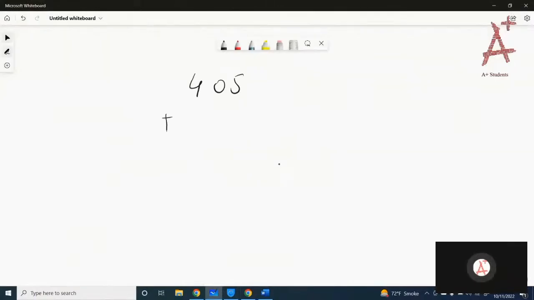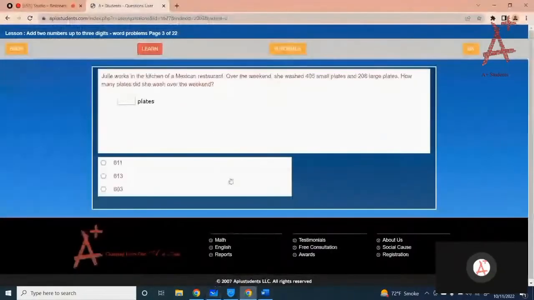405 and 208. Always start adding from the ones digit. So 8 plus 5 is 13. Write the ones digit over here and carry the tens. So 0 plus 1 is 1 and 4 plus 2 is 6. So it would be 613. Got it? So select the correct option and click on the OK button.